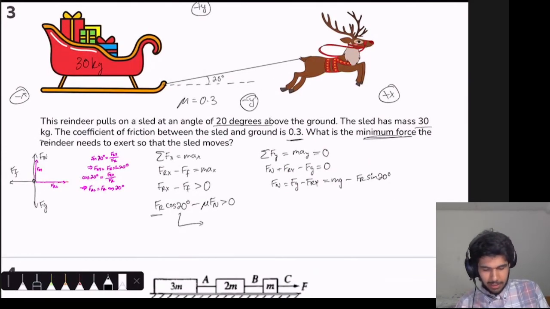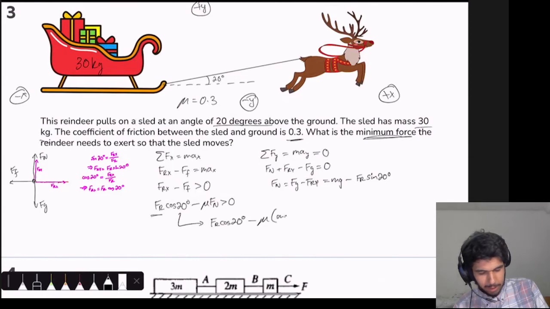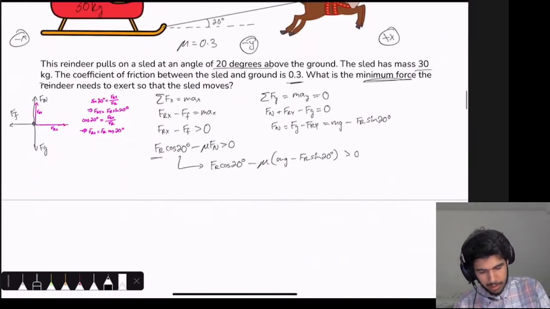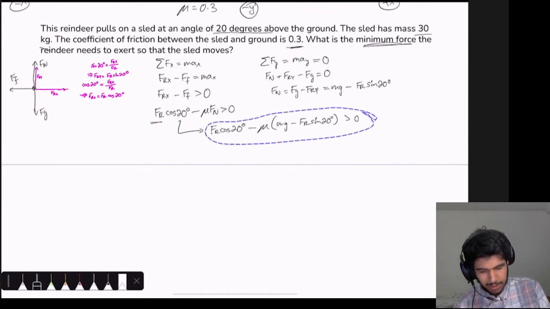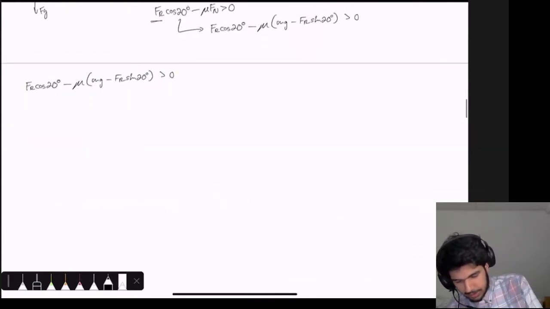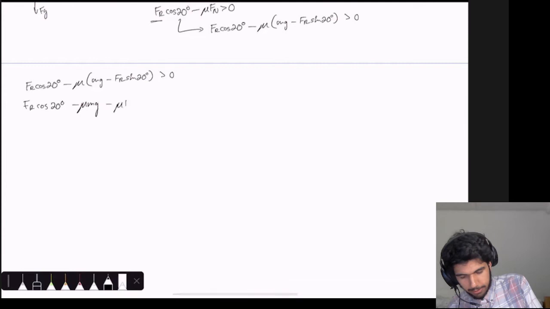Cool, so now we can substitute. We get Fr cosine of 20 degrees minus mu times (mg minus Fr sine of 20 degrees). That should be greater than 0. Okay, and then I'm just going to add an extra page, and then we'll copy this so we can do a little bit of algebra. It's not too bad though. So we have this. Let's just multiply things out. Fr cosine of 20 degrees minus mu mg minus mu Fr sine of 20 degrees is greater than 0. We're solving for Fr, so let's isolate those terms on one side.